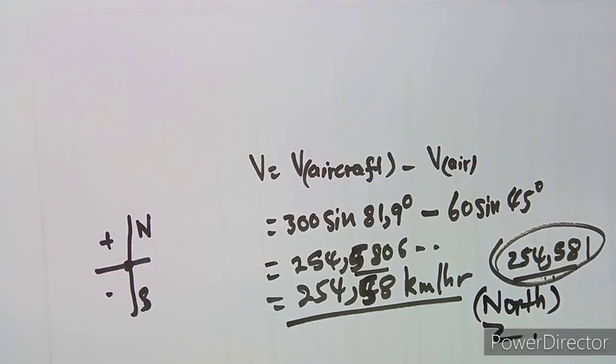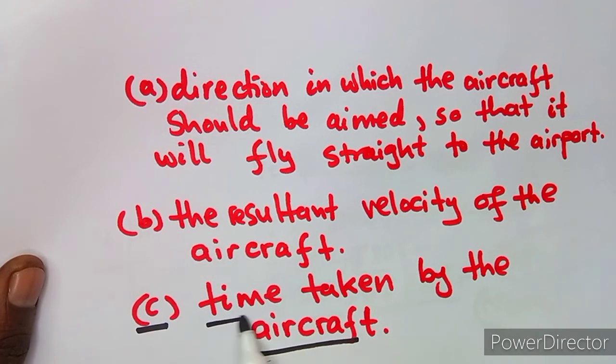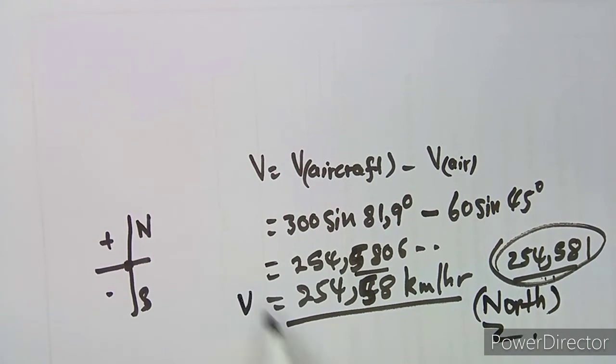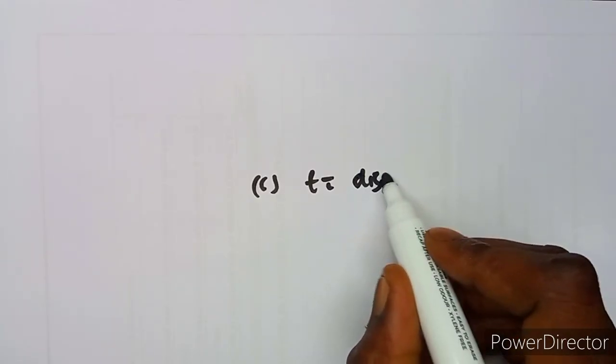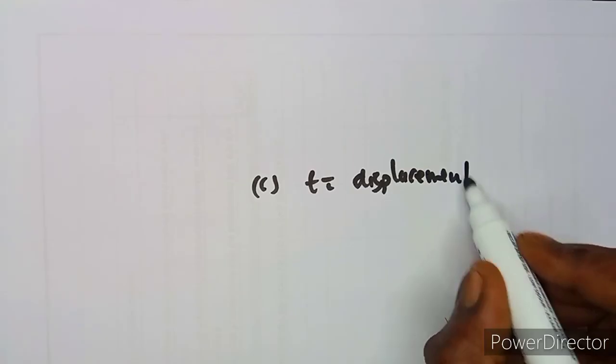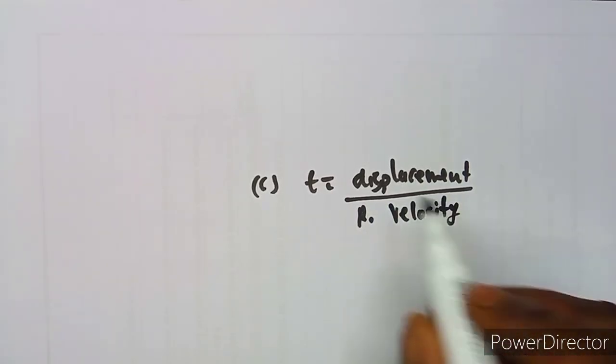All right, then the other question was the time taken by the aircraft. That is C. What will be the time? Okay, we have the resultant velocity, guys, and also we have the distance to the airport, because we are given the distance. Remember the distance was 150 kilometers. That was the distance the aircraft should fly there. So that is going to be item C. Time is the displacement over the resultant velocity. So these are the stages that you're supposed to take, guys.